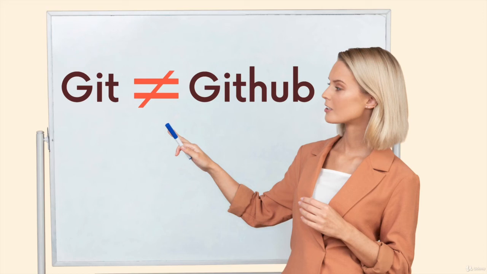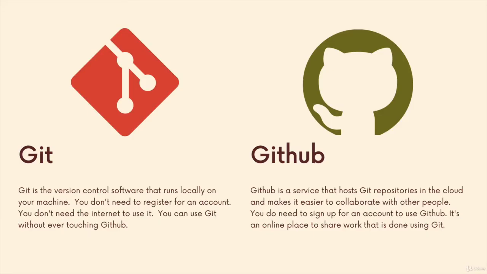So next up, I want to talk about an important distinction, the difference between Git and GitHub. This course does cover both. They are closely related, but they are not the same thing. So Git, as we've been talking about, is this version control software.